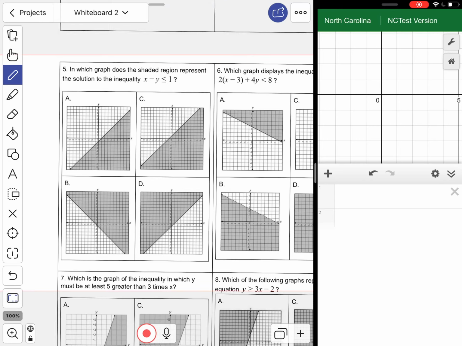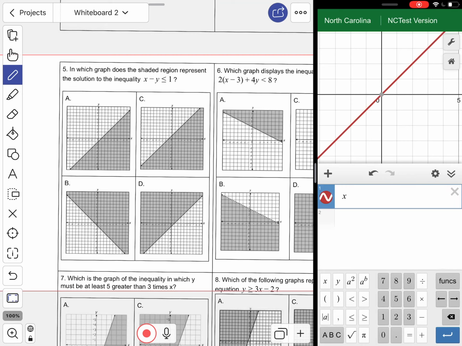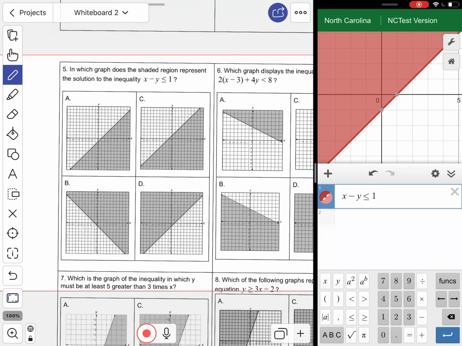All right, same thing for number 5. I can see that I have a solid line, and it's going to be shaded above. So all of them have solid lines. A is actually shaded below, so we're going to get rid of A. B is shaded above, so we're going to keep B. C is shaded below, so we're going to get rid of C. And D is shaded below.